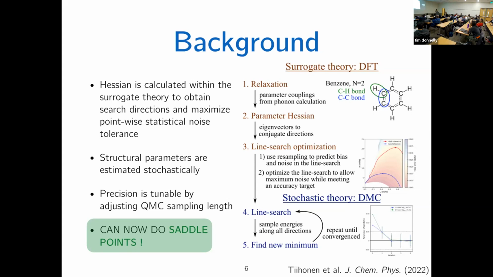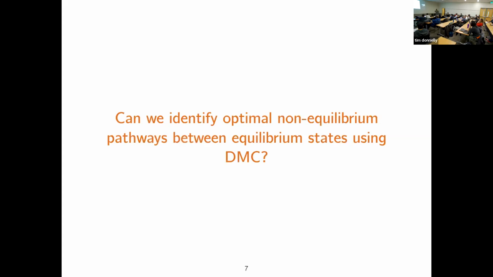And so instead of minimizing the energy along that eigenvector, you just maximize it. So this is a solved problem, and we will be looking at some results specifically about that in a second. But now the question is, how do you go about identifying minimum energy pathways between equilibrium states completely using DMC? And when I say force-free approach, I mean you don't use forces from DMC at all.